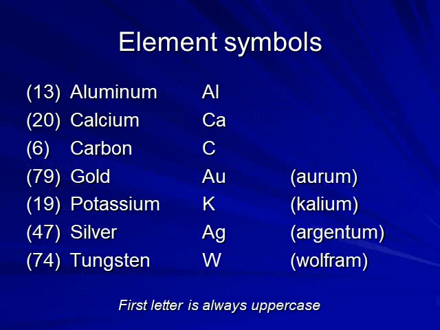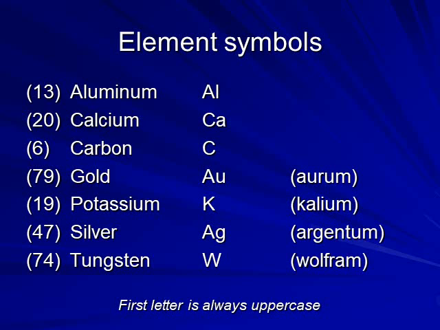Okay, here is just a list of elements and their symbols. A few of these, actually all of these, were on the slide with the circles on the periodic table. Notice gold, Au, comes from aurum. Potassium, K, comes from kalium. Silver, Ag, comes from argentum. Tungsten, W, comes from wolfram.